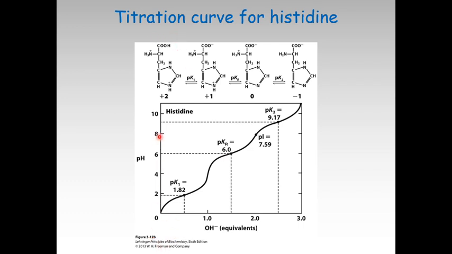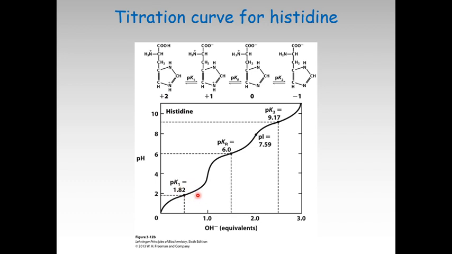Now, if you were to consider a titration curve with pH on the y-axis and OH minus equivalents on the x-axis, right? As we increase the equivalents of OH minus, what does OH minus do? OH minus is essentially taking away the proton from each functional group, right? The first group that loses is the carboxylic acid group. As we go from here and we reach this inflection point, this is the point where pH is equal to pKa for the carboxylic acid group, and it happens to be 1.82.